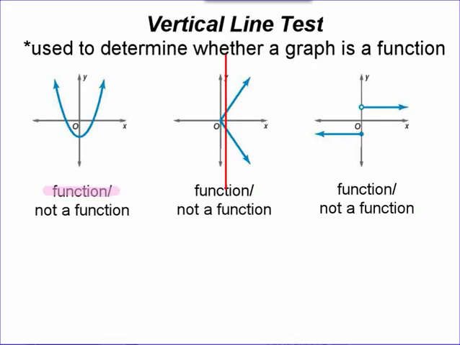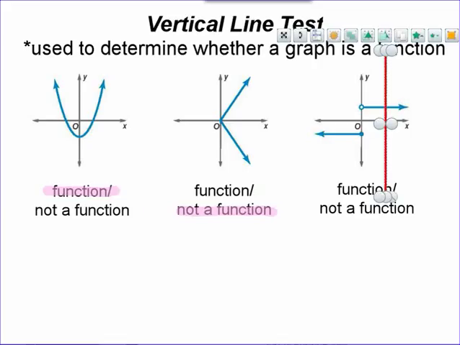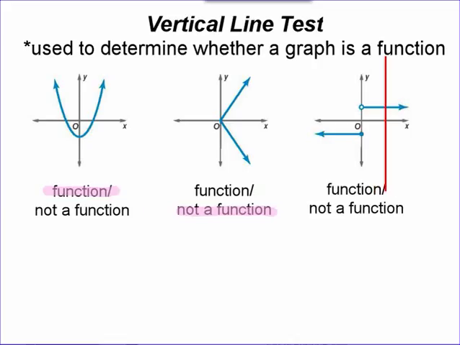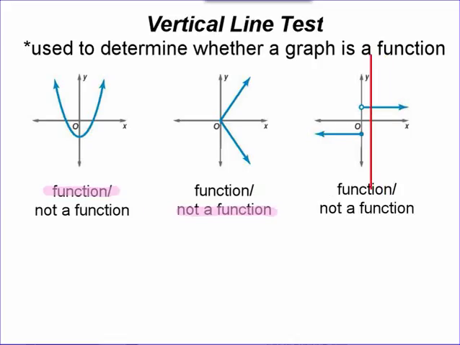Right now it's touching how many points? 2. So this is not a function. Okay, let's look at the third one. Is it still only touching 1 point, or is it touching 2? 1. Okay, that open circle means we don't include that. So that's kind of like a hole in the graph. When I go back here, I'm actually only touching 1 point. I'm only touching the circle at the bottom. So this, in fact, is a function.